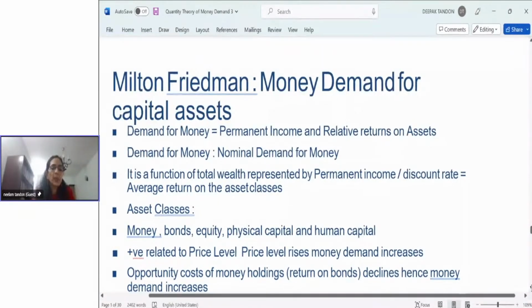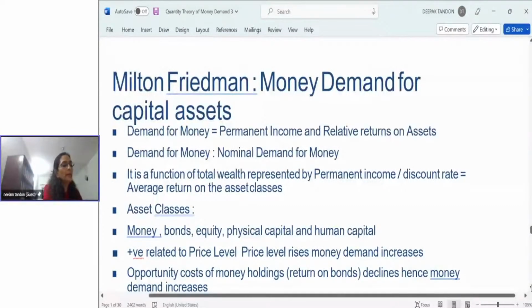Obviously, money will not give you any kind of return, which is the core of nominal income. Then bonds can give you returns, equity can give you returns, your house can give you rentals and others. Human capital, by your skill and education, can give you a higher salary. So these are future incomes which you can get, and this adds on to your permanent income. And this permanent income is then taken care of by discounting, you know, the principle of discounting.